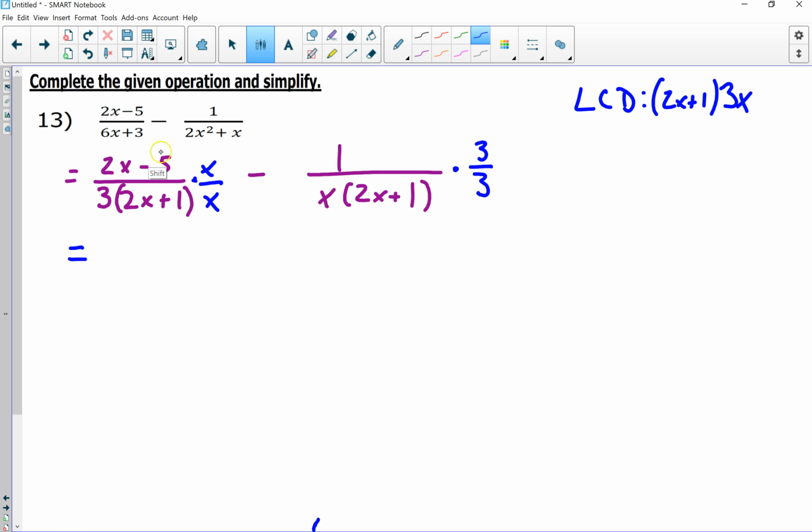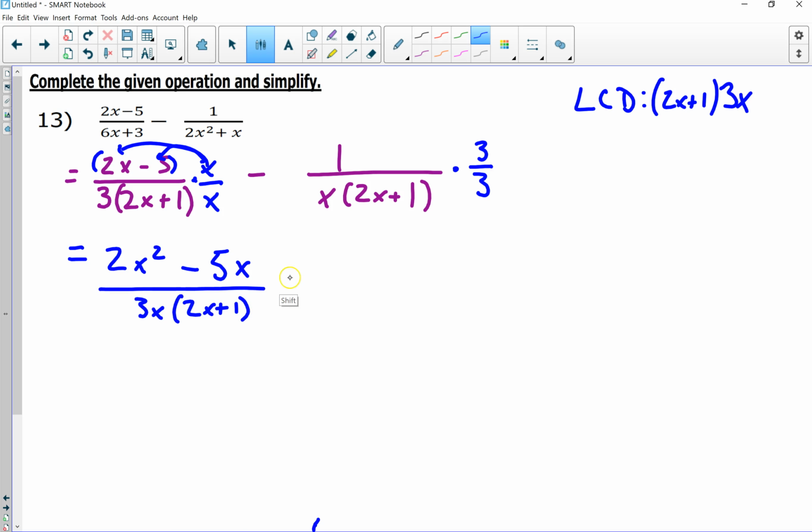So on the top, I'm multiplying x by a binomial. So that's really, honestly, a distribution problem, right? I distribute x, getting 2x squared. Distribute the x to negative 5, getting negative 5x. And this would be all over all this stuff. 3x times 2x plus 1. My second fraction, I multiply the 3. And that's also over 3x times 2x plus 1.